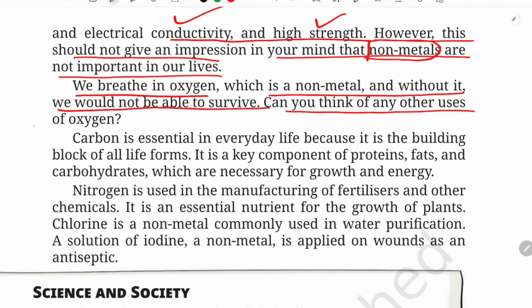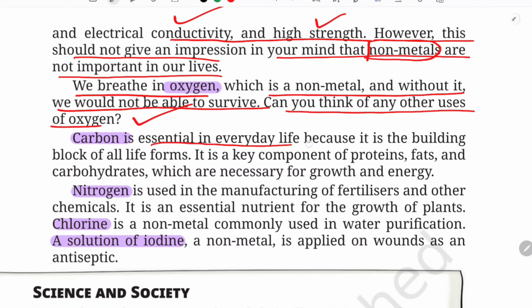Can you think of any other uses of oxygen apart from breathing in and out? It is needed by the plants also, isn't it? So here the first non-metal is oxygen, and it is very useful because without it we will not be able to survive. The second is carbon, third is nitrogen, fourth is chlorine, and another is a solution of iodine. So we are going to see about them.